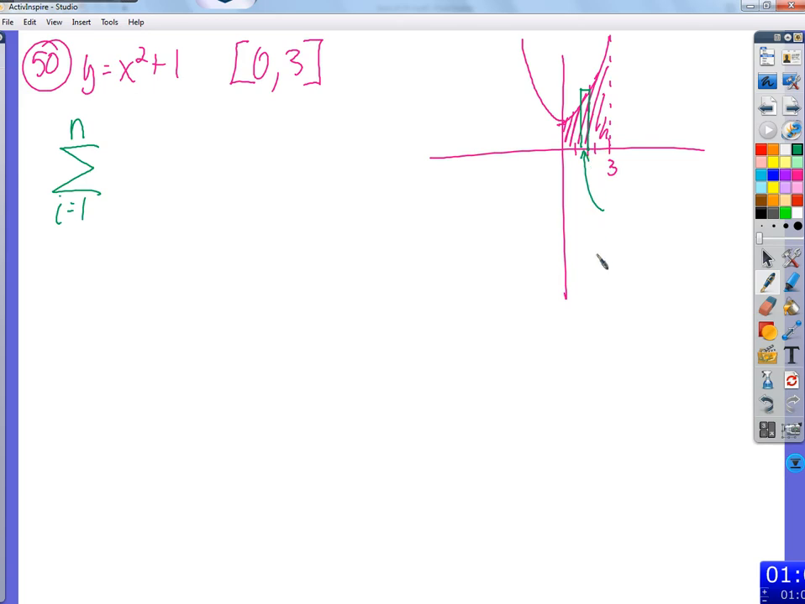So we want to find a formula for the height of this rectangle and the width of this rectangle, the delta x, the change in x that we're going to use. Given that we're on the ith rectangle, how do we find the height of that rectangle? Well, the height will be the function of x sub i. It will be x squared plus 1. This is from x equals 0 to x equals 3.